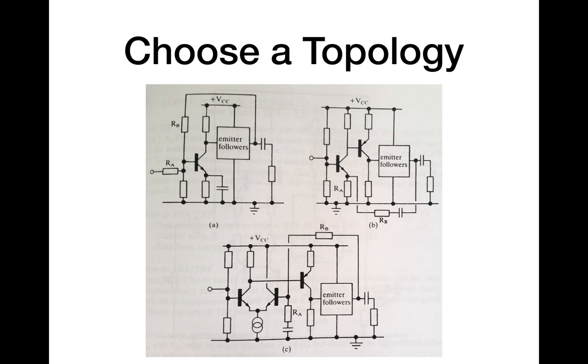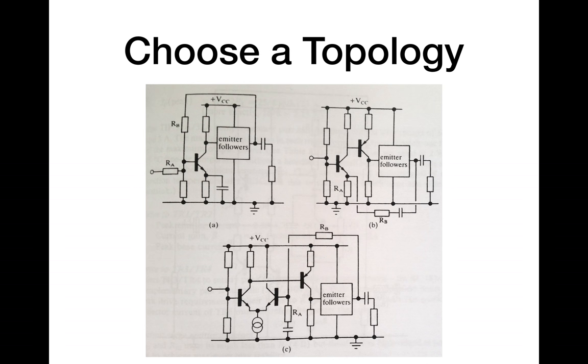Now, first of all, I should probably say we're going to do this with class B or class AB push-pull devices. So not single-ended. We're going for usable efficiency here. So these emitter followers that you see in each case, those are push-pull emitter followers, and the topology depends because those will be the same in either case, but how we drive them matters differently.